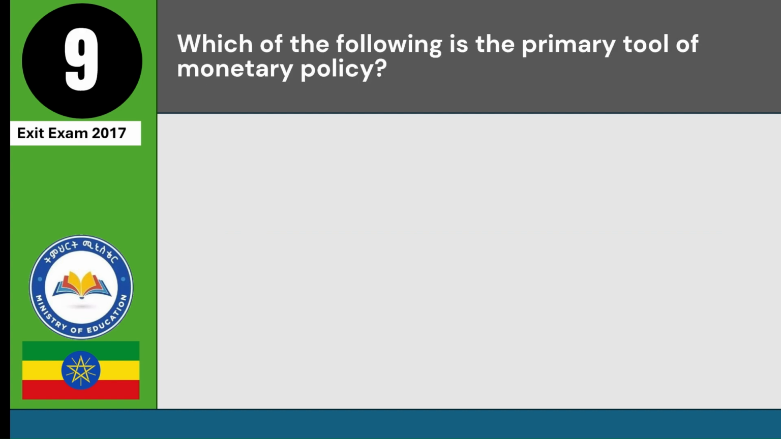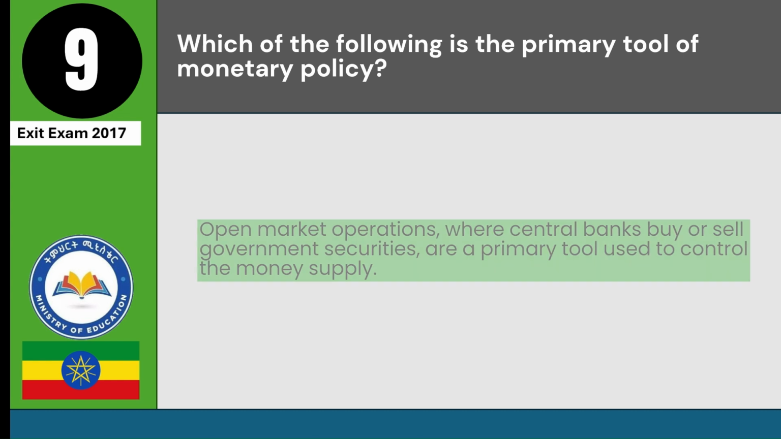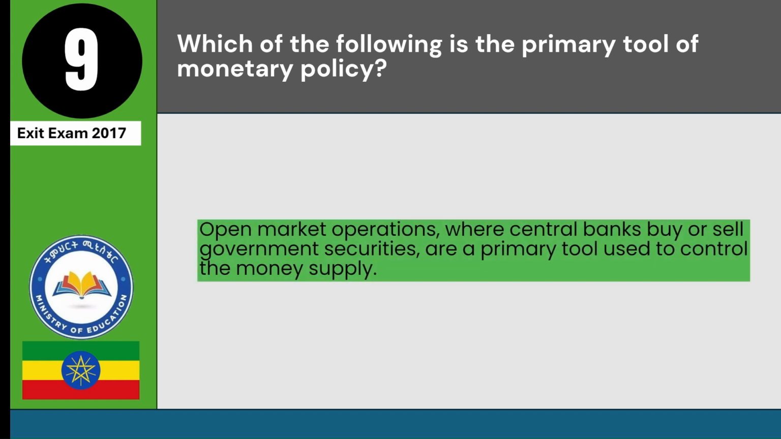Which of the following is the primary tool of monetary policy? A. Government spending. B. Taxation. C. Open market operations. D. Price controls. Answer: C. Open market operations, where central banks buy or sell government securities, are a primary tool used to control the money supply.